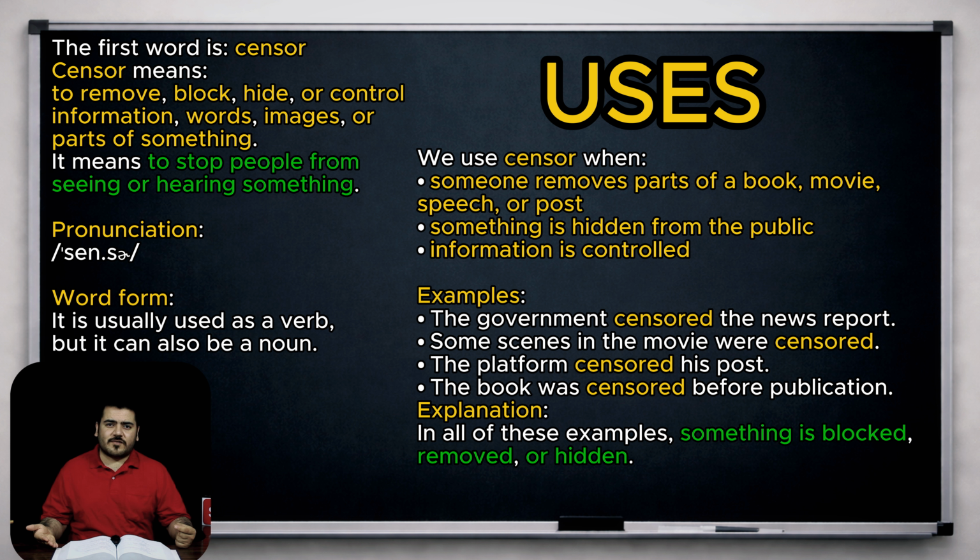Examples: the government censored the news report. Some scenes in the movie were censored. The platform censored his post. The book was censored before publication. In all these examples, something is blocked, removed, or hidden.